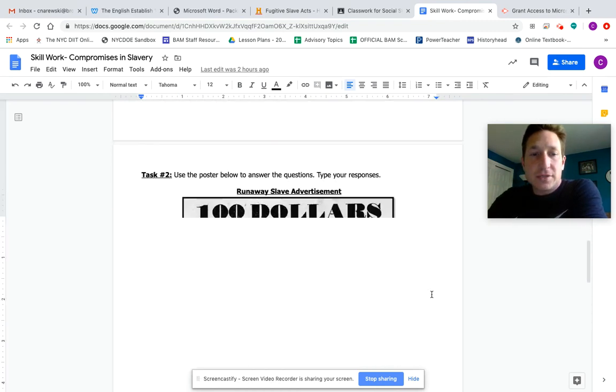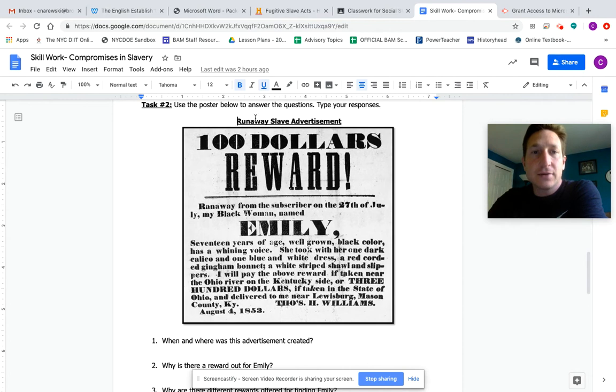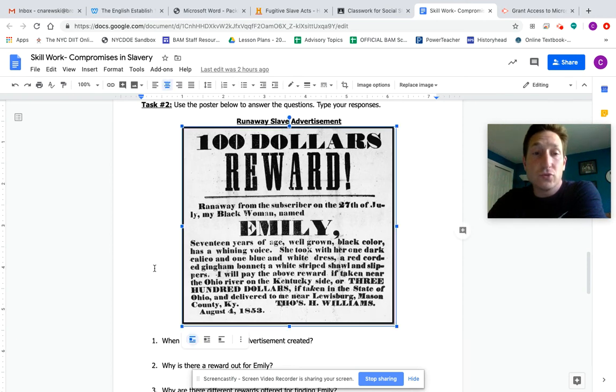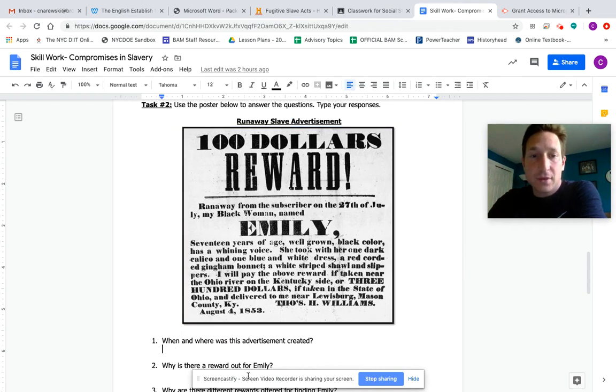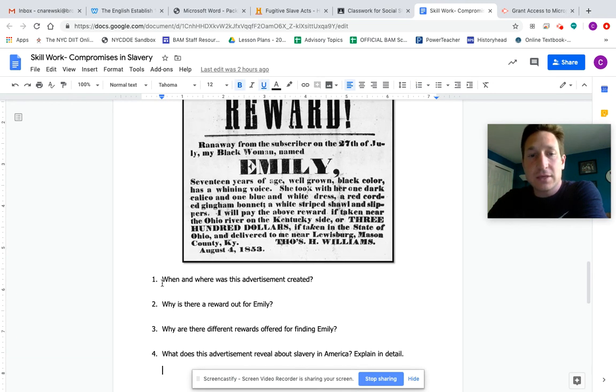When you scroll down, you're going to see task number 2. It has you looking at a poster. That poster is titled Runaway Slave Advertisement. We're going to talk a little bit more about the Fugitive Slave Act tomorrow, this law that made it a requirement to return escaped slaves back into the South. What I'd like you to do is really read this advertisement. Really pay attention to these words that are written. There are some that are bold, there are some names, and there's even a detail about what is going on in this advertisement. And then there are 4 questions I'd like you to answer.